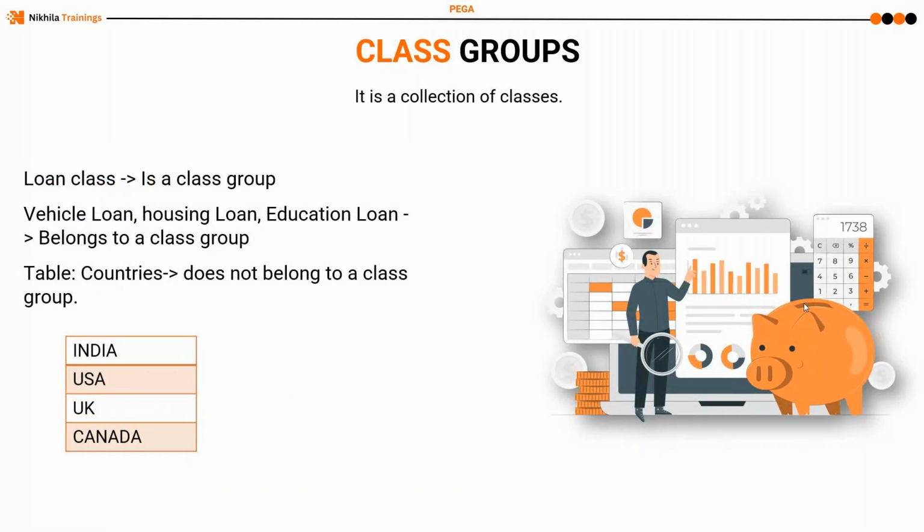In the same example of loan, loan can be a class group, meaning I'm willing to share my table with my child classes. Vehicle loan and housing loan can say belongs to a class group, and they can reuse the table and store the data. Similarly, there is a table called countries. In the countries table, you will put all the country names. Generally, you can't share it with any other classes, right? So it will have does not belong to a class group, meaning no sharing. So this is an example of is a class group, belongs to a class group, and does not belong to a class group.